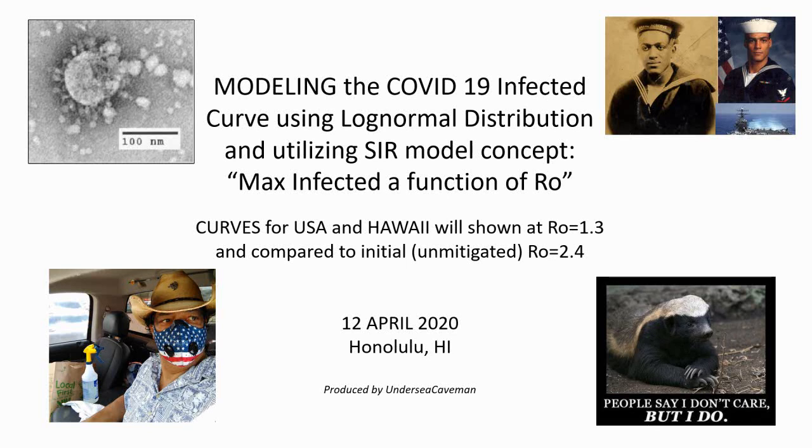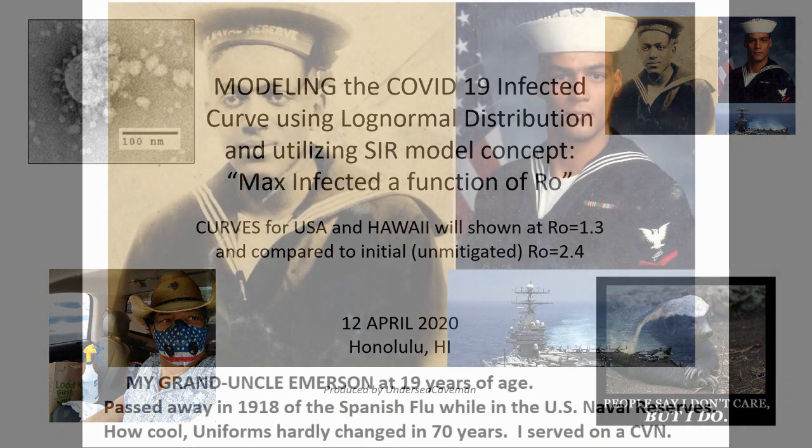Evening. It's the 12th of April, 2020 in Honolulu, and I'm going to go over modeling the COVID-19 infected curve using log-normal distribution and utilizing the SIR model concept, which is max infected of a population is a function of R0, which is the reproduction number. Curves for USA and Hawaii will be shown at R0 equals 1.3 and compared to our initial unmitigated R0 of 2.4.